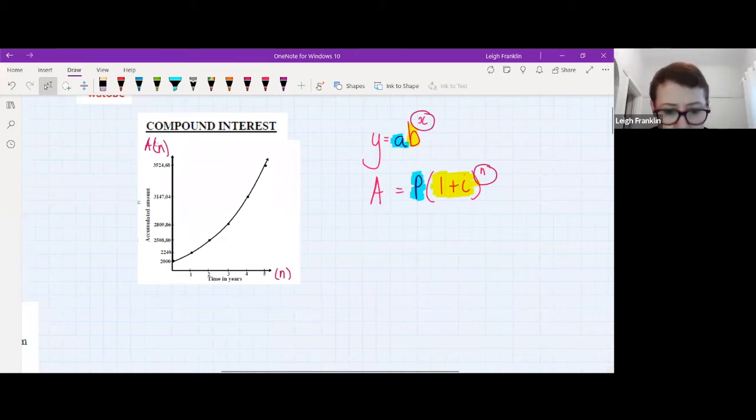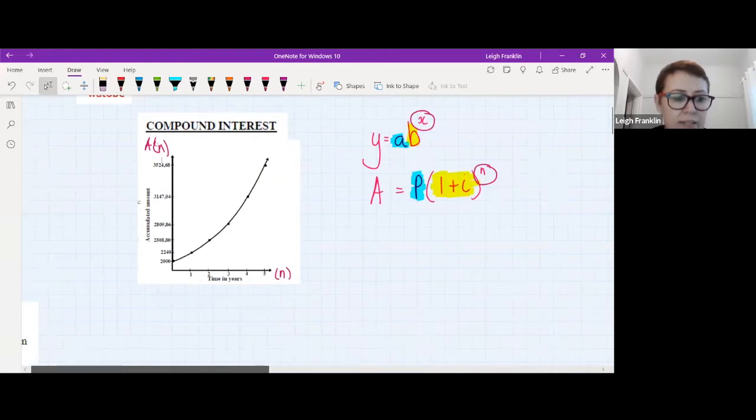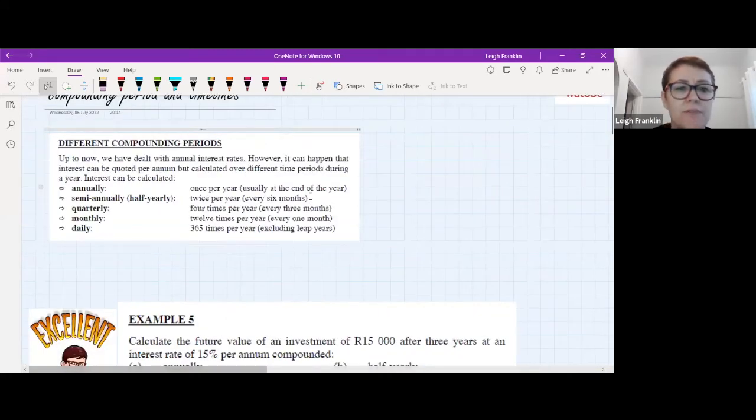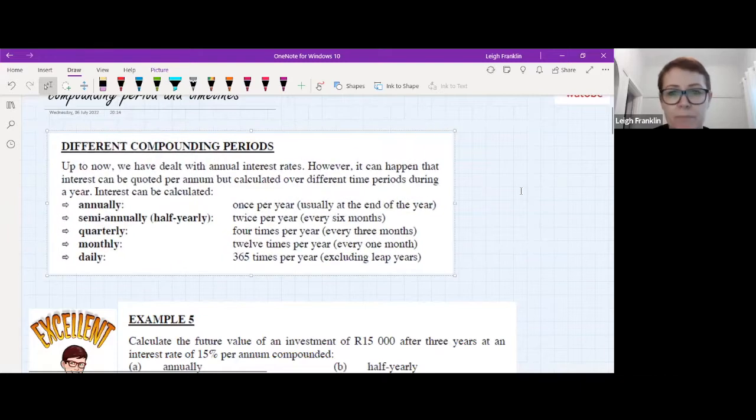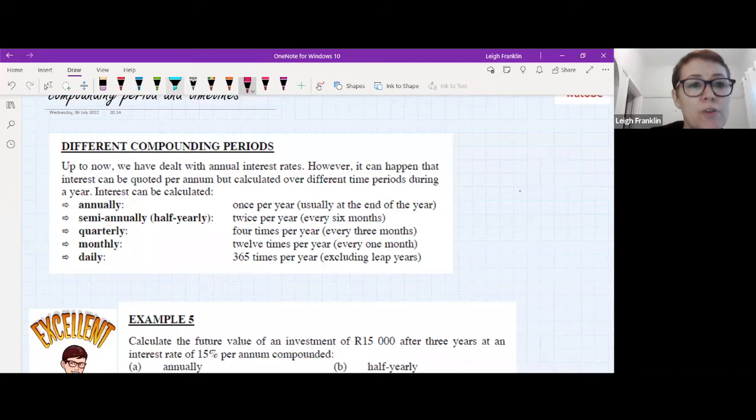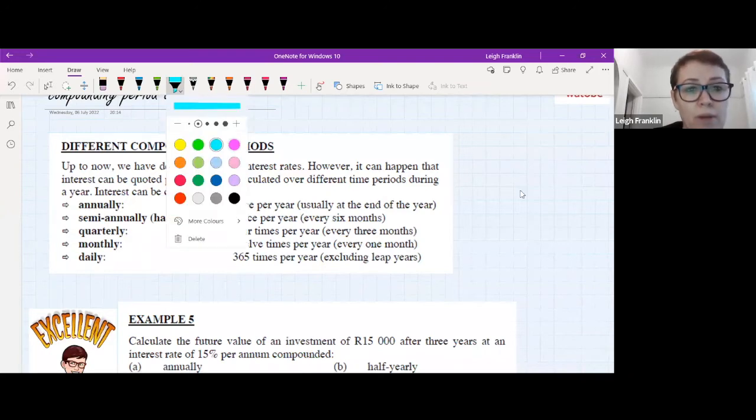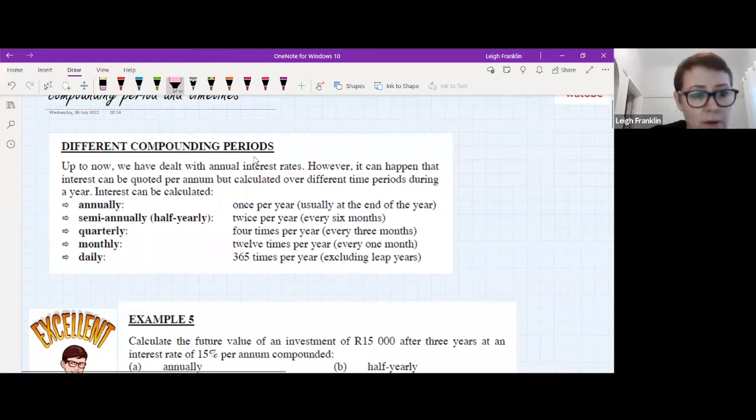Okay, so now that we've cleared up what that is, or just reminded you of that fact, let's jump into the different kinds of compounding periods that we can expect to see. In grades 9 and 10, we dealt with only annual interest rates. And then in grade 11, the interest can be quoted per annum, but it can be calculated over different time periods during the year. So in other words, it can be calculated annually, which is once per year. This is what we've been working with up till grade 11.